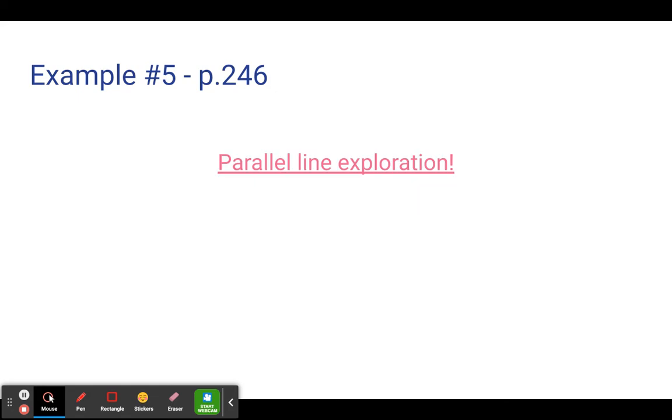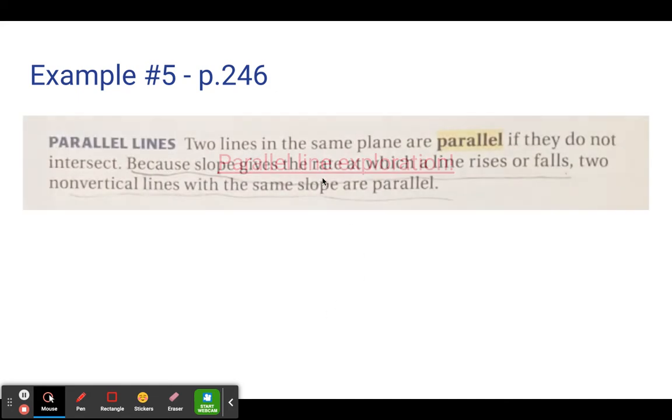All right. Now, we have a little parallel line. Oh, can I not click this? Oh, what? All right, we'll do this in person. I'm going to go over this lesson again when we get back.